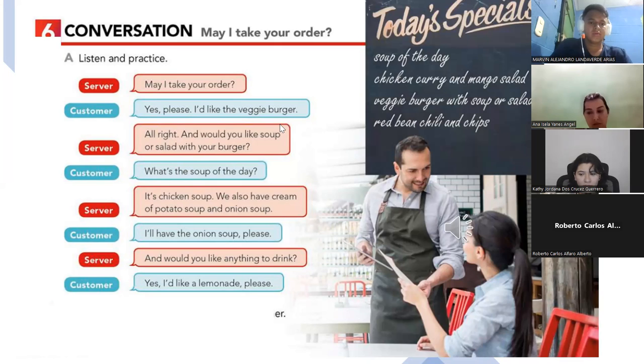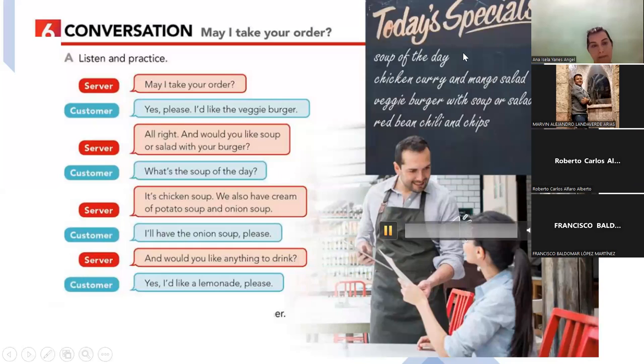Pretty good. Can you please read the menu that we have here, Kathy? It's the one that says today's specials. Yes, that's the menu. Top of today, chicken curry and mango salad. Veggie burger with soup or salad, red bean, chili, and chips. Thank you. Repeat. Soup. Exactly. Soup. Very good. Thank you. Correct. We have the expression, may I take your order? We're going to have this conversation. I want you to listen and read.